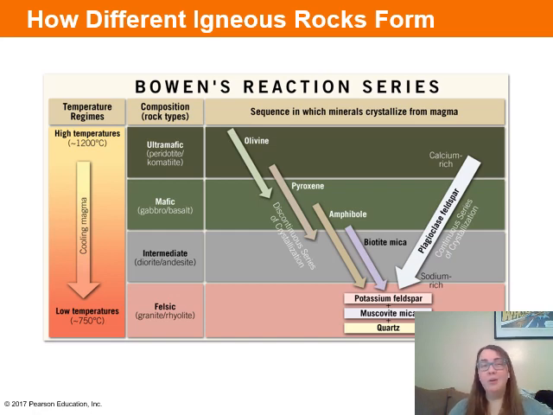So again, for our Bowen's reaction series, don't worry about memorizing what order the minerals come in. I want you to know which order the composition will develop in. It's always going to start off at really high temperatures with ultramafic, and as it cools down, it's going to go from ultramafic to mafic, intermediate, and then finally, when it's cooler temperatures, our felsic minerals are going to develop.